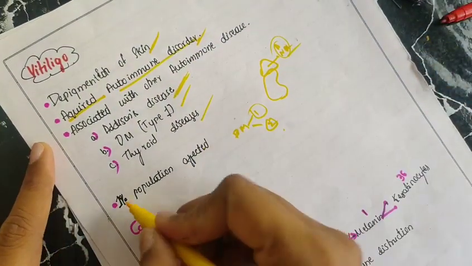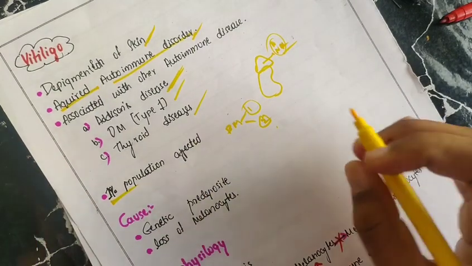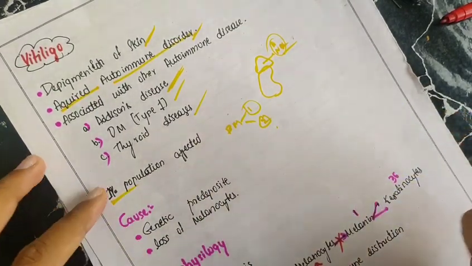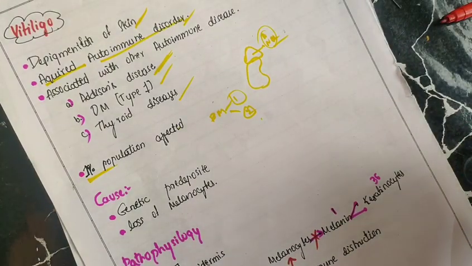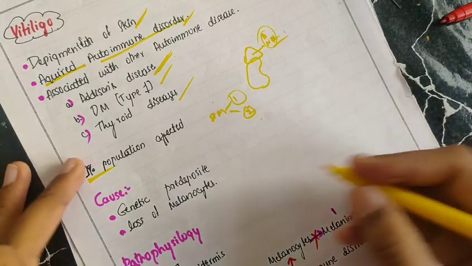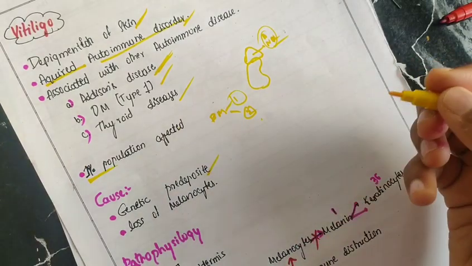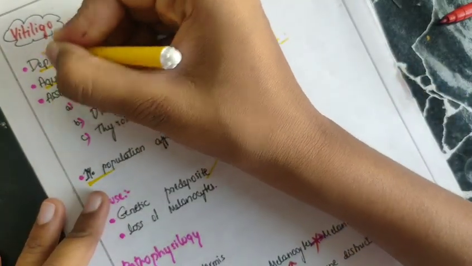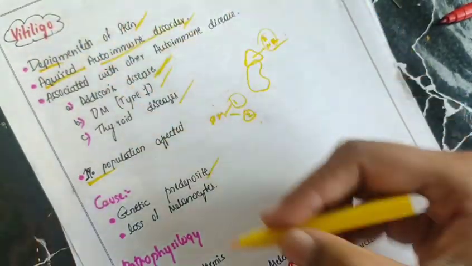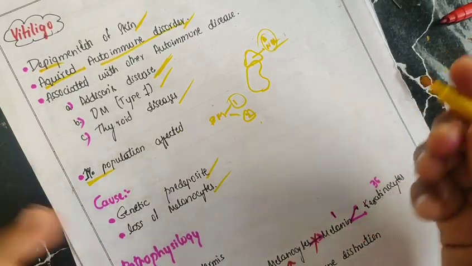I already told you 1% of the population is affected by this disease. The causes for vitiligo may be genetic. Maybe the parents or grandparents have vitiligo, so the children might also have inherited it. And loss of melanocytes, because there is depigmentation. As already said, there is no pigment because there are no melanocytes; melanocytes have been damaged or lost.